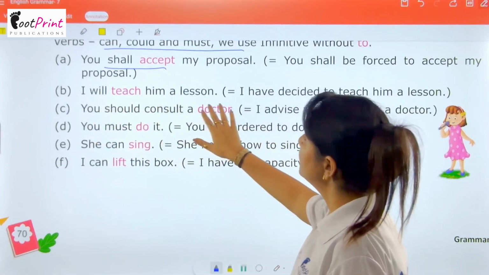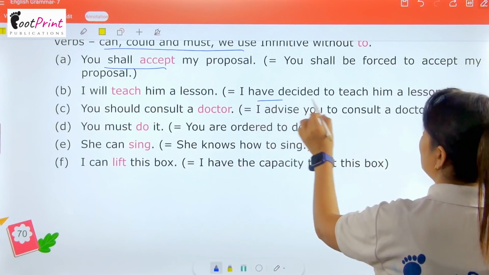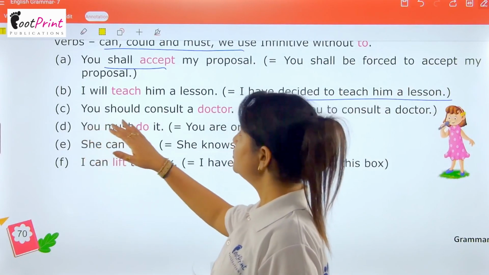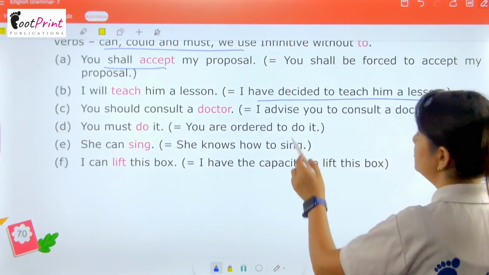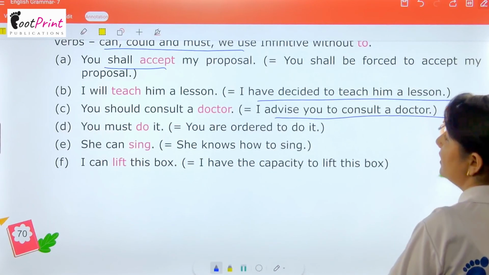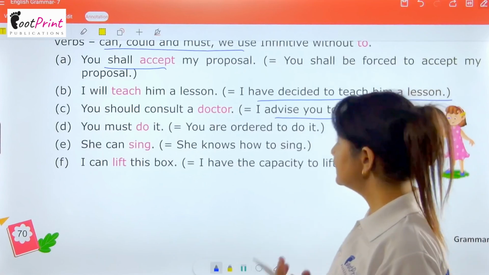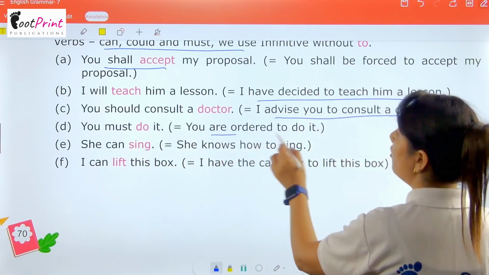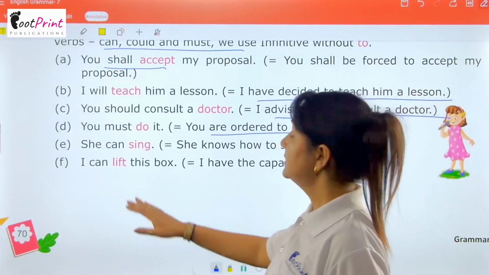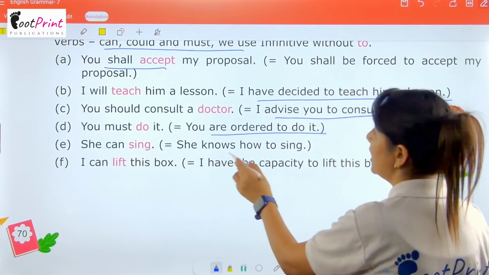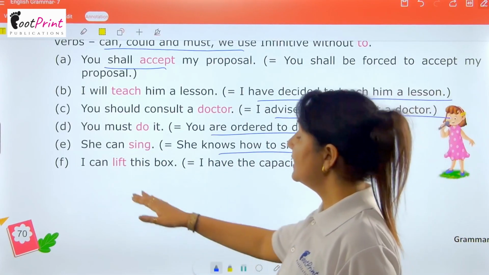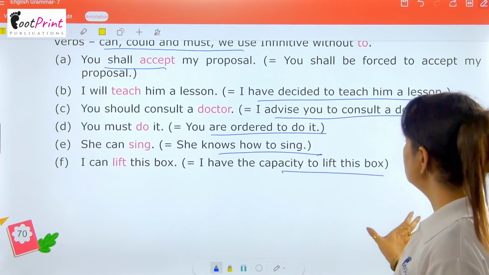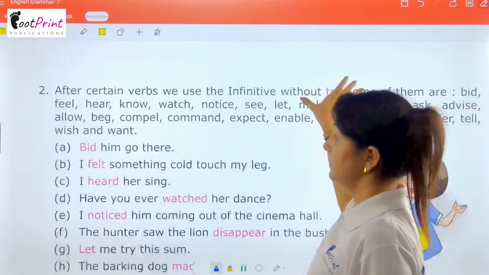I will teach him a lesson. In the same way, I have decided to teach him a lesson. You should consult a doctor. I advise you to consult a doctor. You must do it. You are ordered to do it. She can sing. She knows how to sing. I can lift this box. I have the capacity to lift this box.